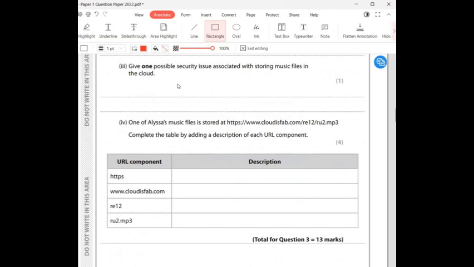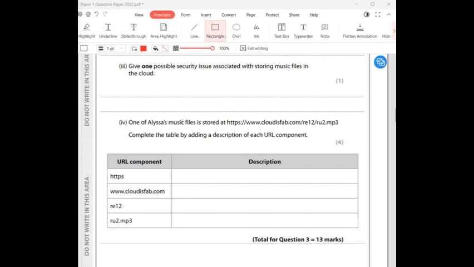Okay, third one, we need to give one possible security issue associated with storing music files in the cloud. Storage hosts can be targeted by hackers. Alyssa has less control of her files. Or you could have files could be intercepted during upload. And it's reliant on the storage provider for security. So I would say storage host could be targeted by hackers.